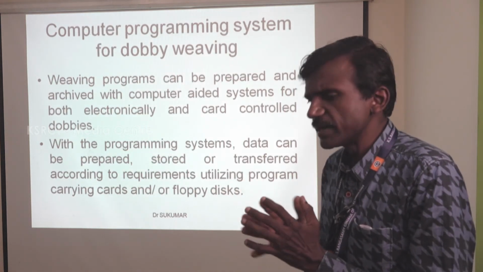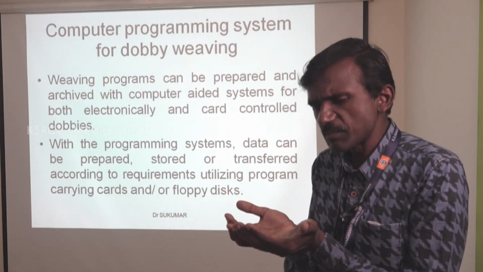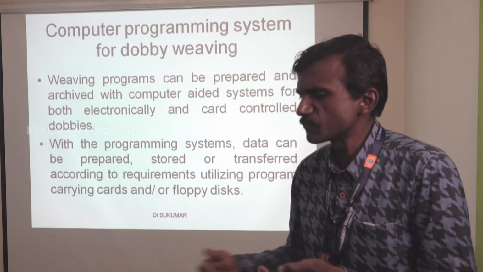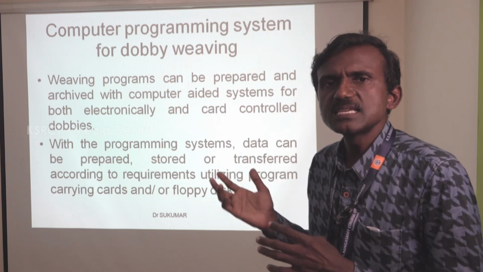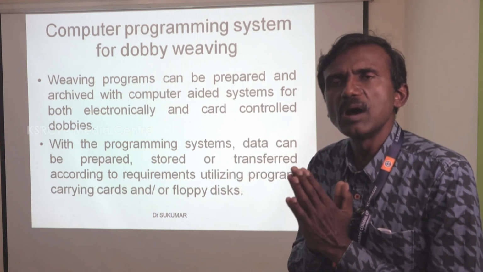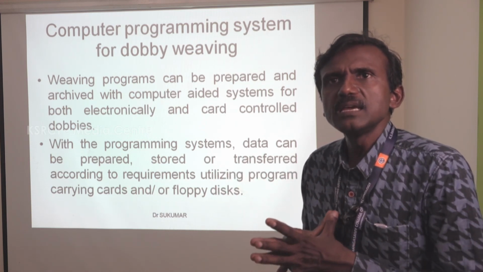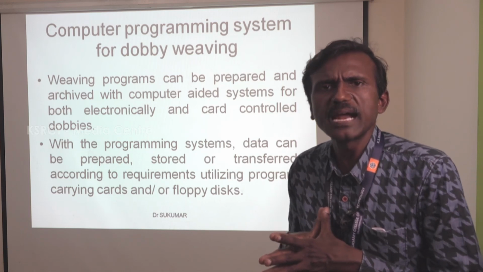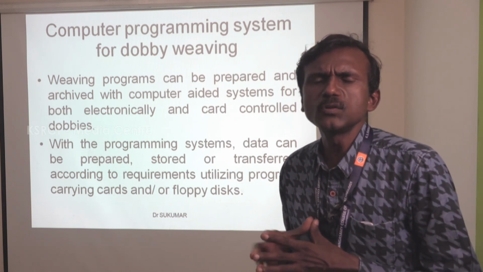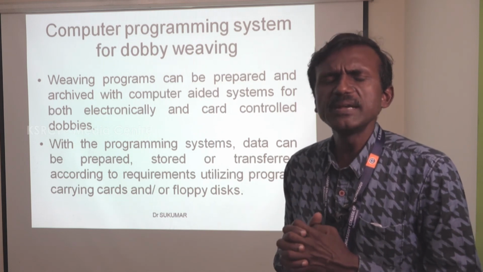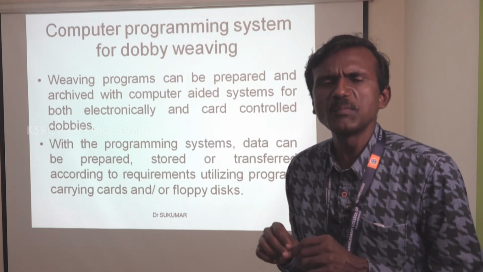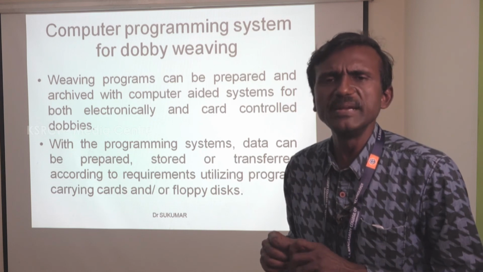And this electronic Dobby is fitted on the side of the loom. Mainly it is used on modern looms. Normally in modern looms, the productivity in one day may be about 120 to 150 meters, depending on the case. Normally, at minimum, it can produce about 120 to 150 meters per day.